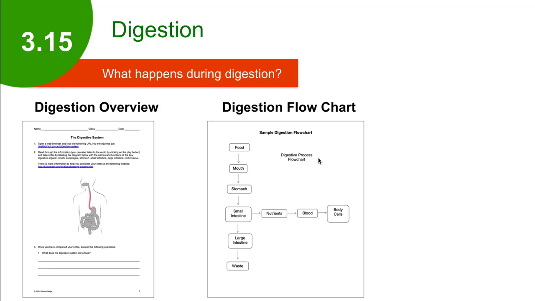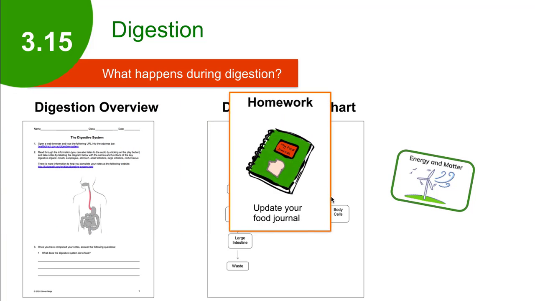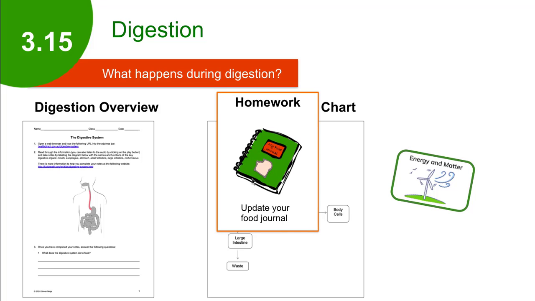Our goal is to create a flowchart model that follows the path of food as it moves through the digestive system. There's that cross-cutting concept. To give students the background that they need in order to do that, they obtain information from an internet article, answering a few questions to ensure that they've compiled the information that they actually need for their model. For the last 5 minutes of the class period, students share their flowcharts in small groups. And reminder, update your food journal for homework.